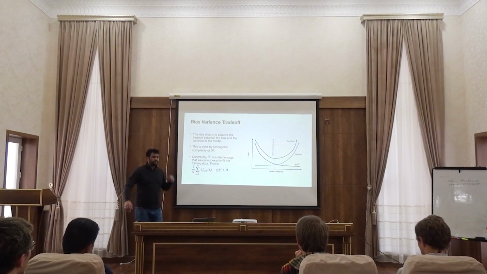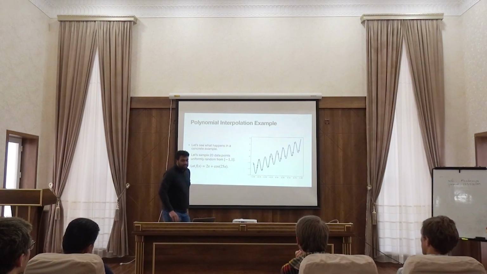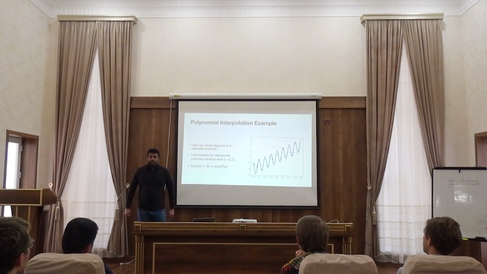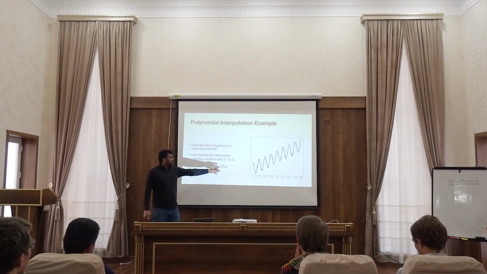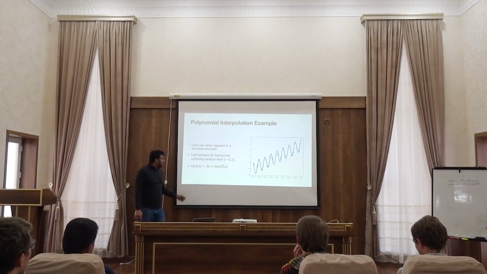All right, let's see a concrete example of what happens if we try to train all of these models. Here I'm going to take 20 data points sampled uniformly between negative 1 and 1, and I'm going to let f of x be the cosine function.